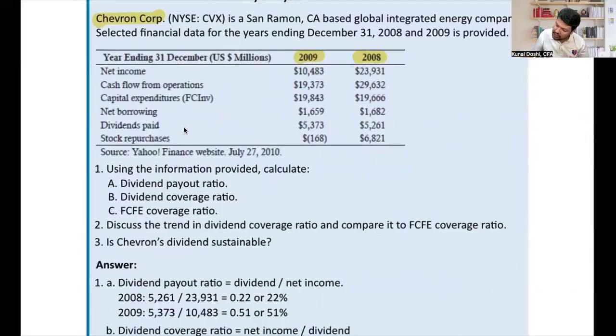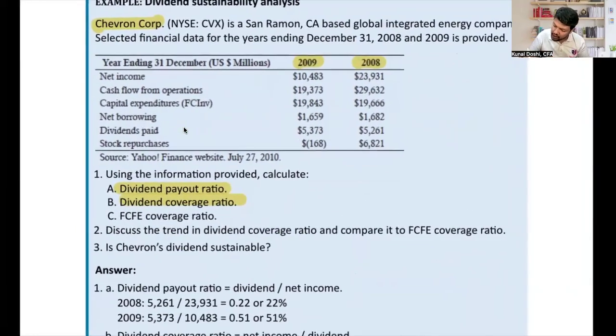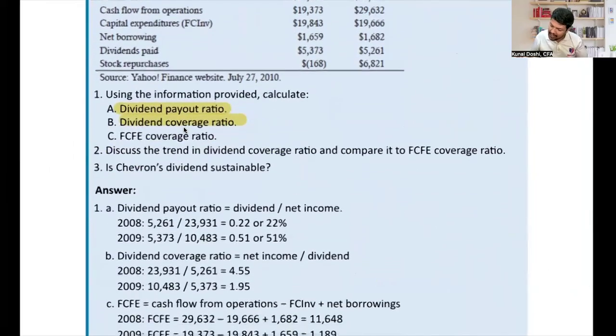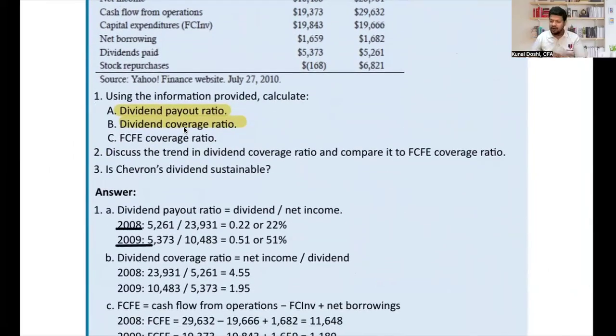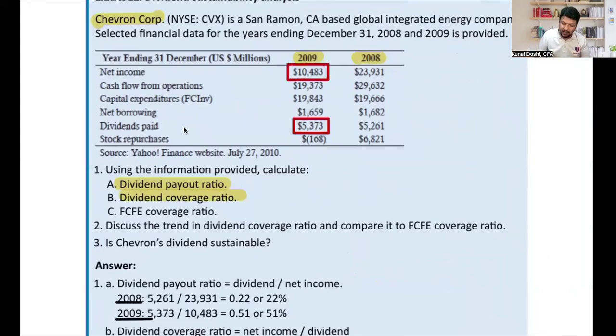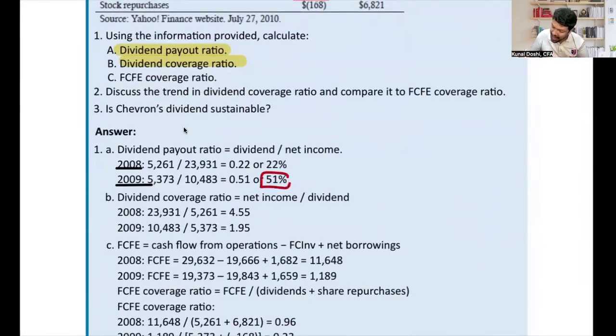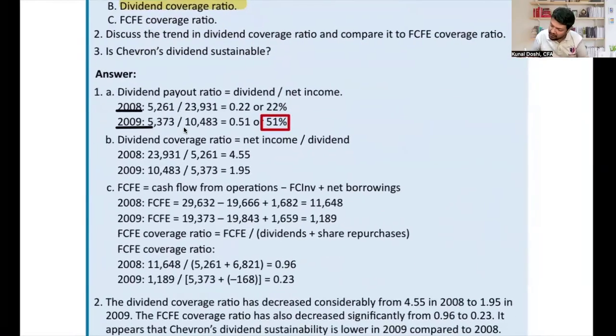They have asked us, using the information, to calculate the dividend payout and dividend coverage ratio. So guys, whatever your dividend payout is, just invert it. They've done it for both years. I will just do it for one of the years. So let's say for 2009, where are my dividends? And where are my earnings? So you just calculate that. Your dividend paid 5373 divided by 10483. So your dividend payout ratio will be 51% for 2009. And just simply invert it. That's going to be your dividend coverage ratio. Got it?